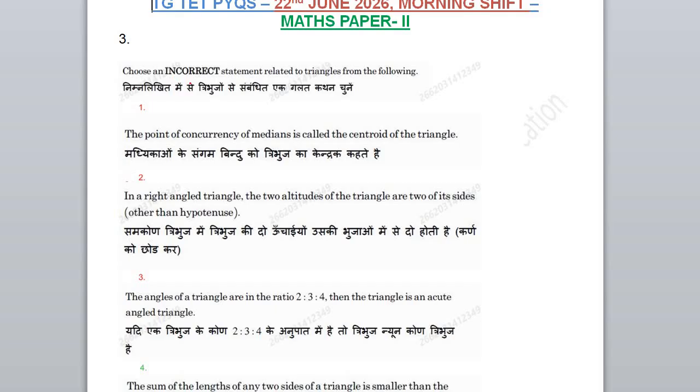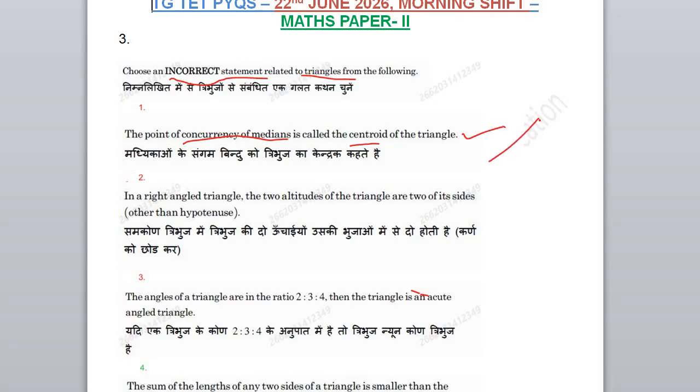Choose the incorrect statement related to triangles. Here the statements are given related to triangles. First one is the point of concurrency. The point of concurrency of medians is called the centroid of the triangle. So this is the correct statement.